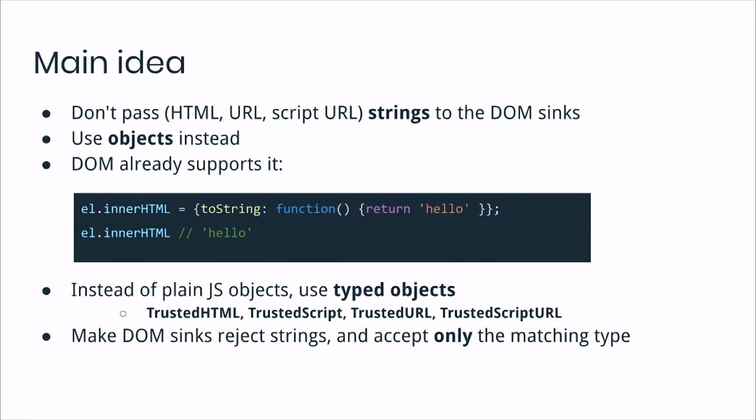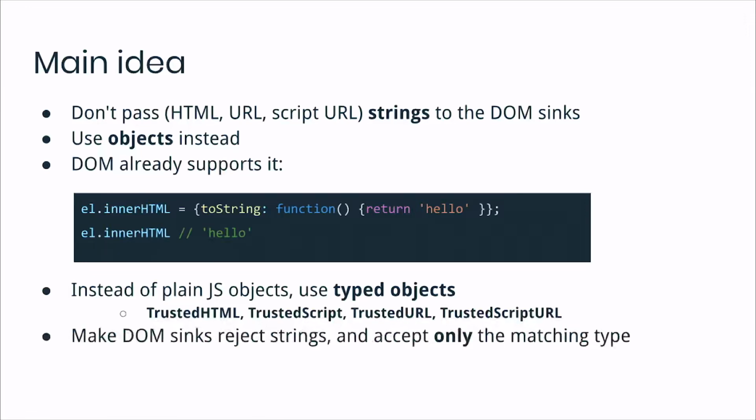And with those components, those primitives, the only security critical part is we can make the DOM API behave slightly differently. Make it just reject a string variant and only accept those typed objects. That's the whole trick of Trusted Types.